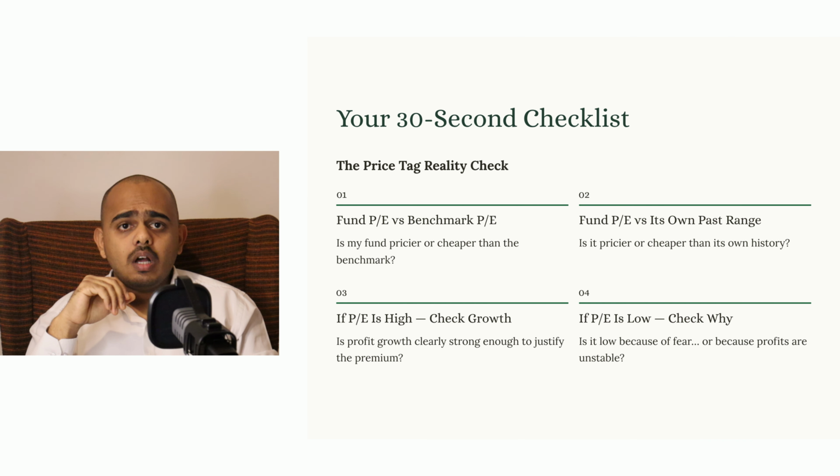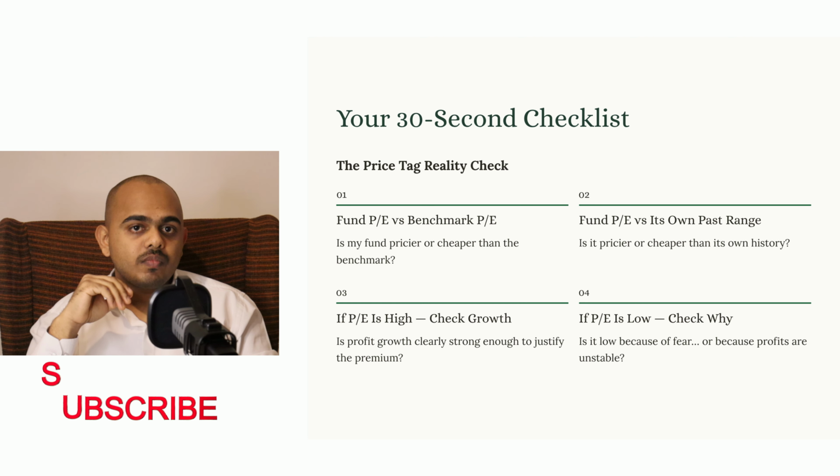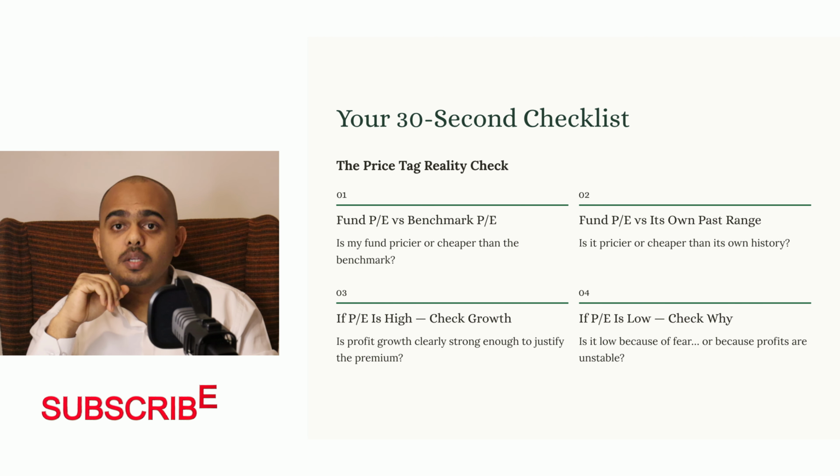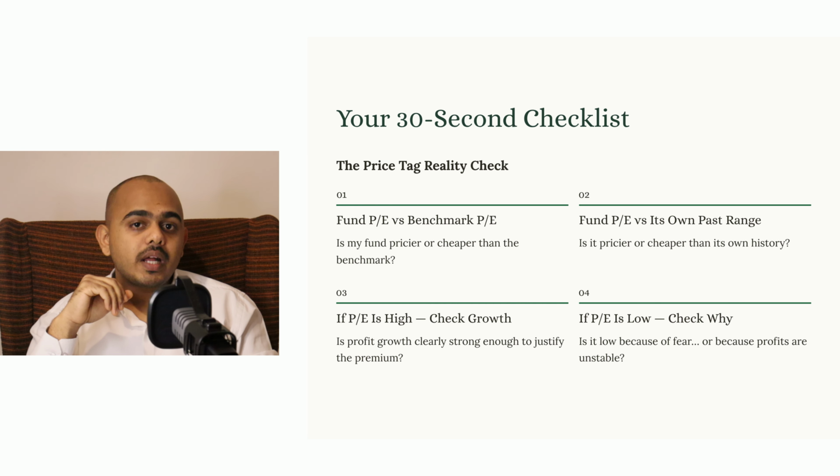Use the method. Now your 30-second checklist. Number one, fund PE versus benchmark PE. Number two, fund PE versus its own past range. Number three, if PE is high, is growth clearly strong? Number four, if PE is low, is it low because of fear or because profits are unstable? Final question before you invest: is my fund pricier or cheaper than the benchmark? Is it pricier or cheaper than its own history? And does the growth justify the price tag?